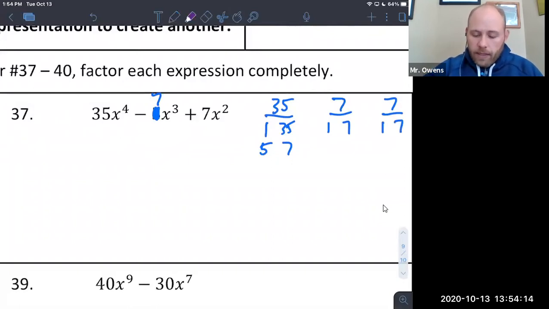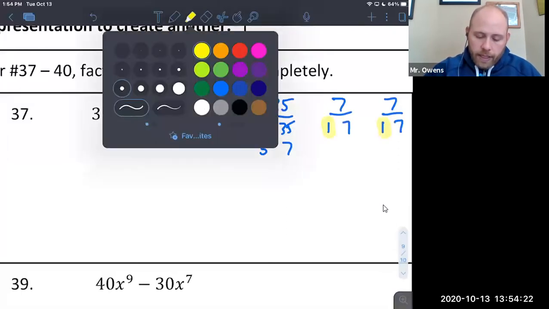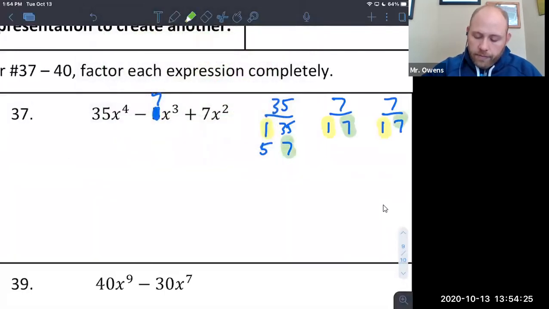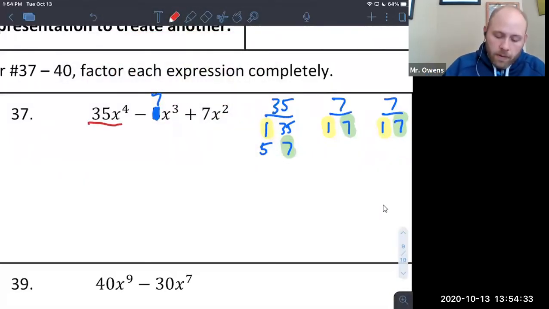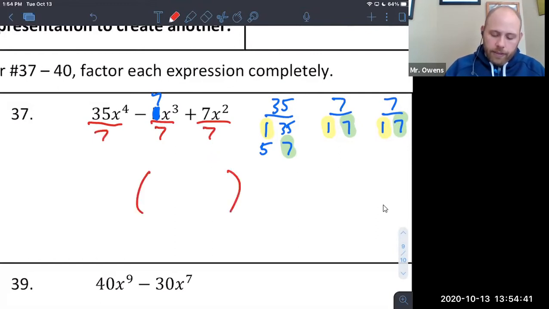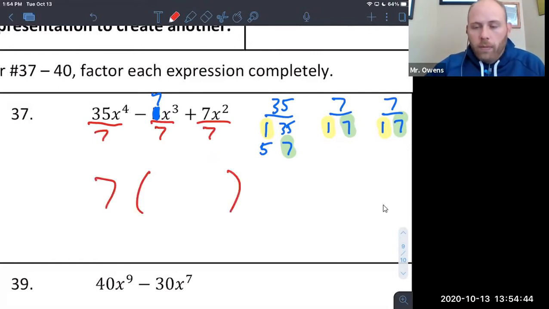So now we're looking for the biggest number. What is the biggest number that they all have in common? Well, they all have 1s, but the biggest number they have is 7. That number is the number I'm going to divide each term by. I'm going to take out a 7, a 7, and a 7, and then my answer is going to have a 7 in the front. Whatever I divide by goes out in front. We are essentially undistributing. We are going backwards on the distributing front.